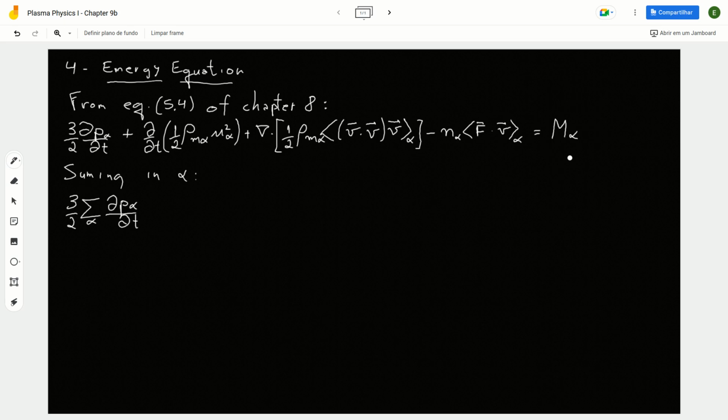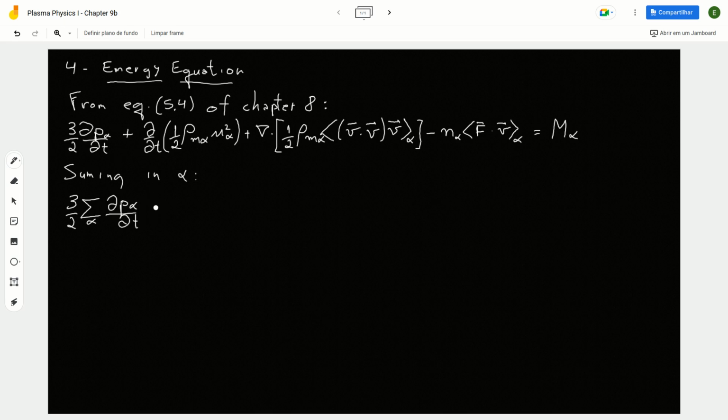And all he says in the book is that the collisional term vanishes when summed over all species of particles. But actually that would be enough for this term, but what happened to this one? So actually we have to guess what he did with it.